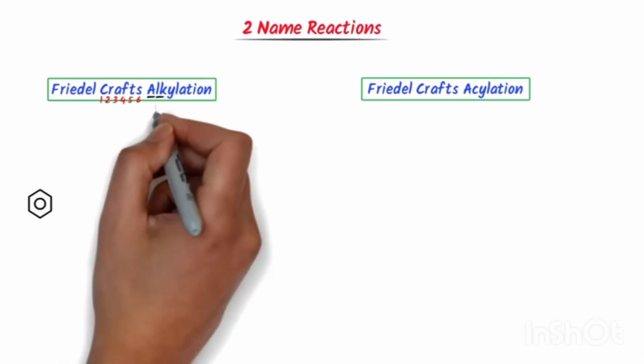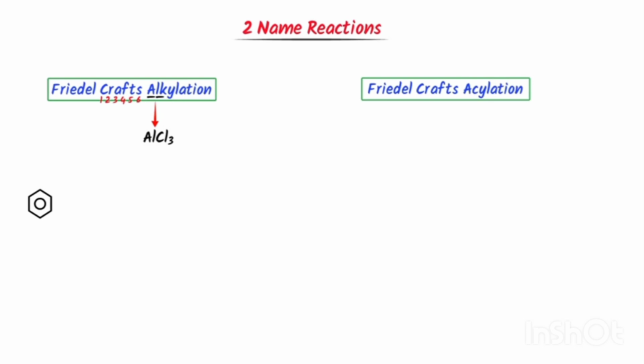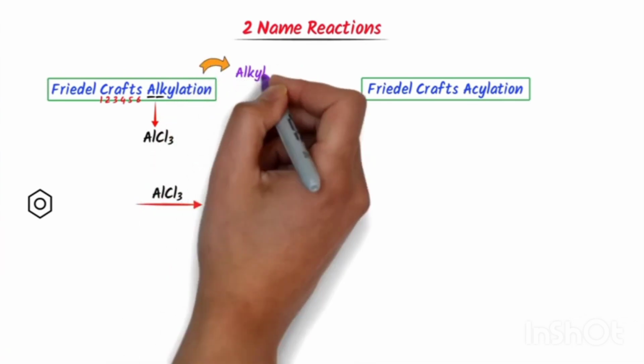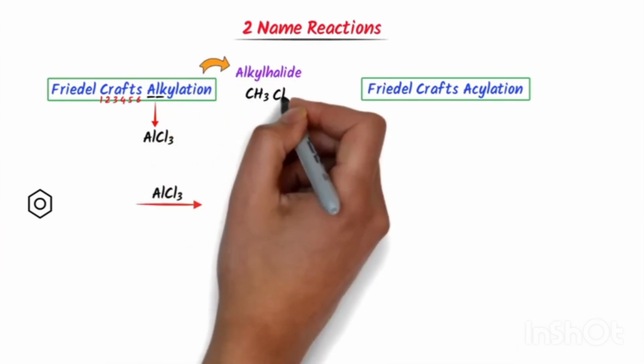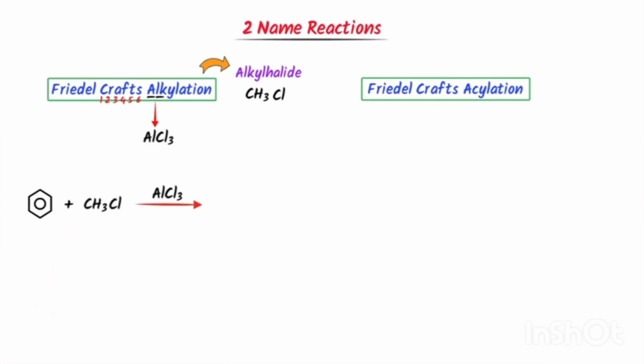Secondly, this A and L in alkylation reminds me of AlCl3, aluminium chloride. So I write here aluminium chloride. Thirdly, alkylation means alkyl halide, like CH3Cl. So I write here CH3Cl. These are the reactants of this reaction. Thus I can easily guess its product. Now I cut Cl and I attach the CH3 to the benzene ring. I get toluene. This is the Friedel-Crafts alkylation.